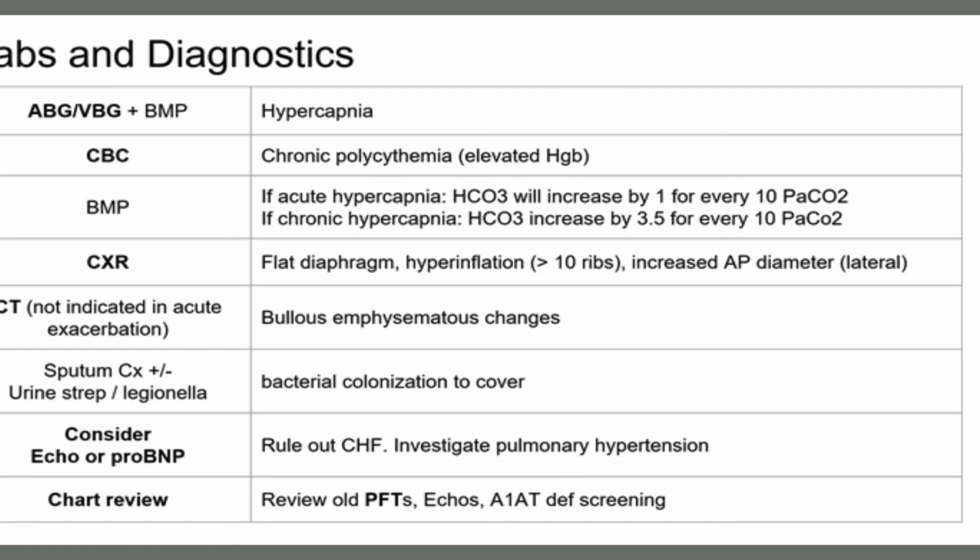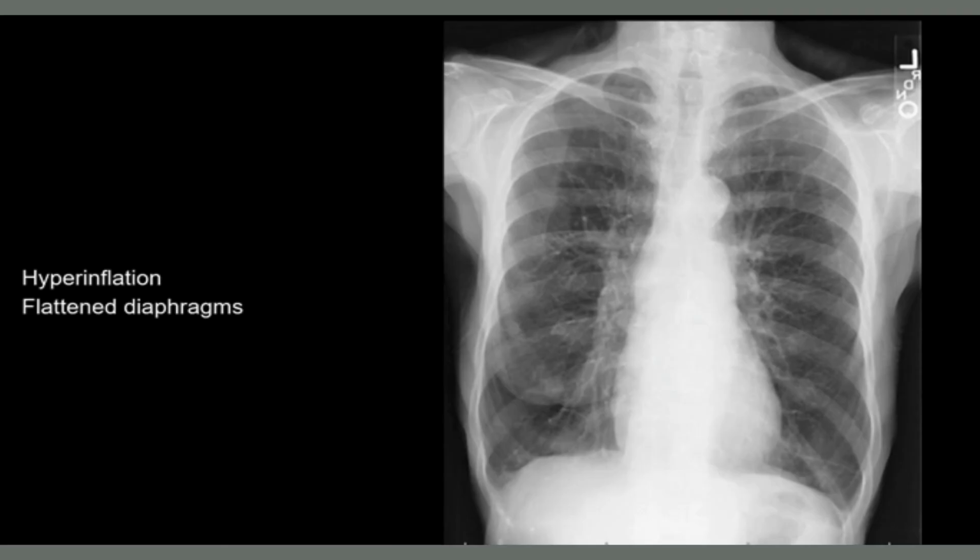And then finally, chart reviewing. Chart review for all these patients. See if they have old pulmonary function tests. See if they have old COPD exacerbations, old echoes, if they have the alpha-1 antitrypsin deficiency screening. These are all things that need to be known on a COPD patient.